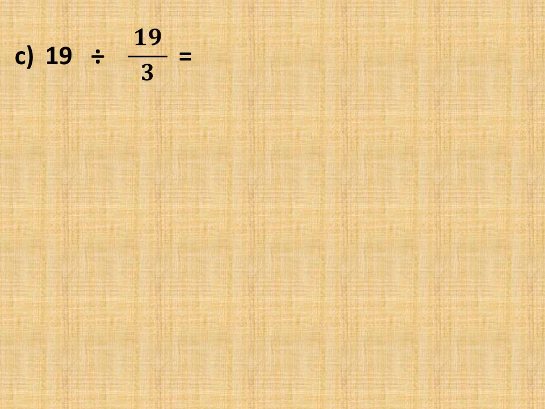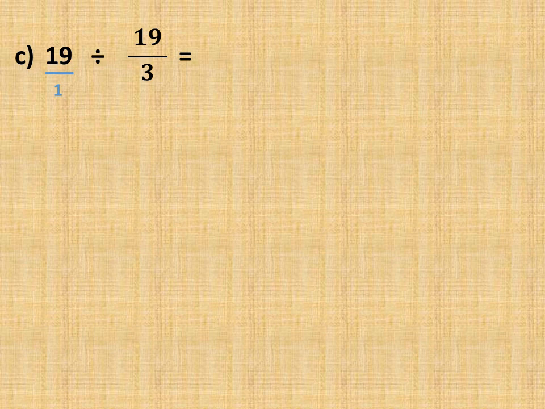In letter C, 19 divided by 19 over 3. 19 here is a whole number, and our lesson is called dividing fractions, so we can't deal with a whole number. We have to convert this whole number into a fraction. As we said before, any whole number to be a fraction, we will put over 1. So now we have two fractions, 19 over 1 divided by 19 over 3.